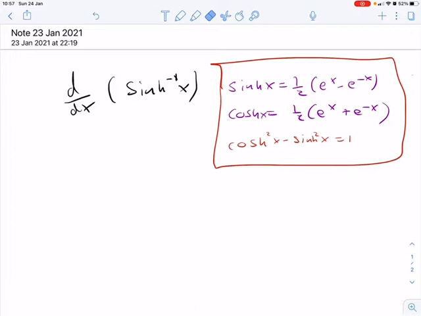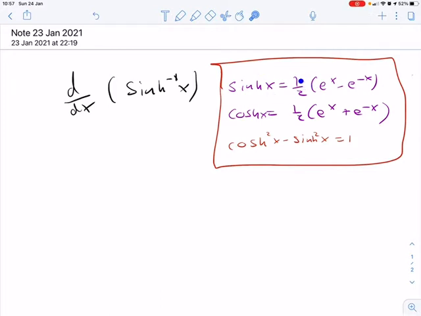Today I'm going to be showing you how to differentiate the inverse sine of x, or sine to the power of -1 of x. And before we get started, remember these trigonometric identities, or hyperbolic identities actually. Yeah, so just remember these.